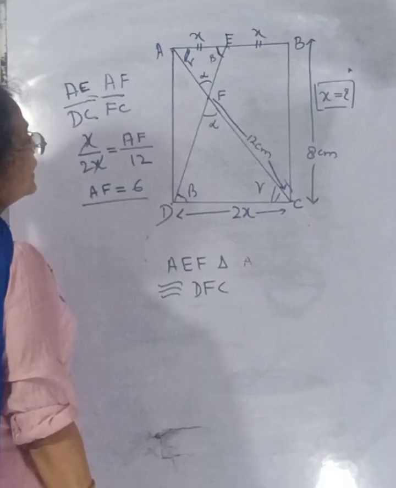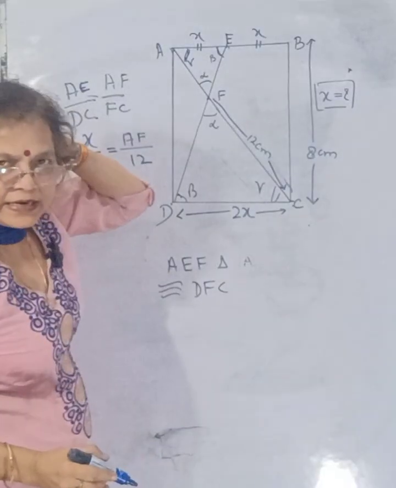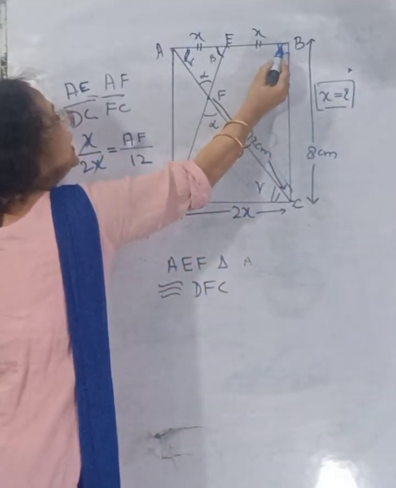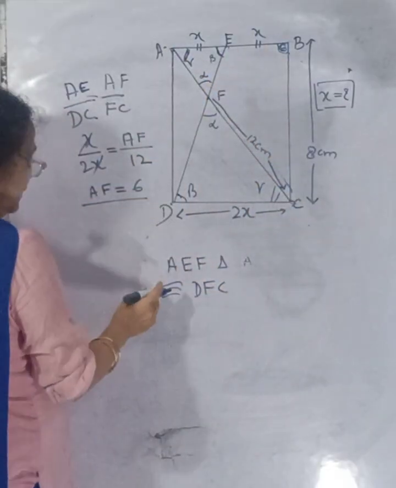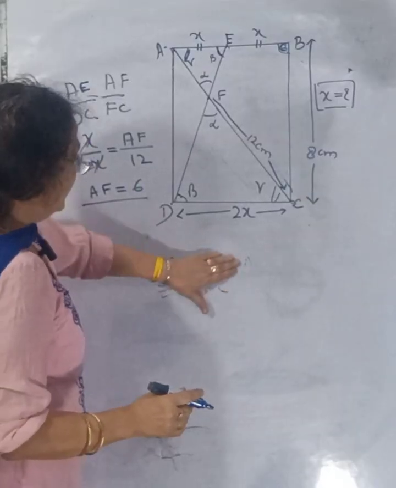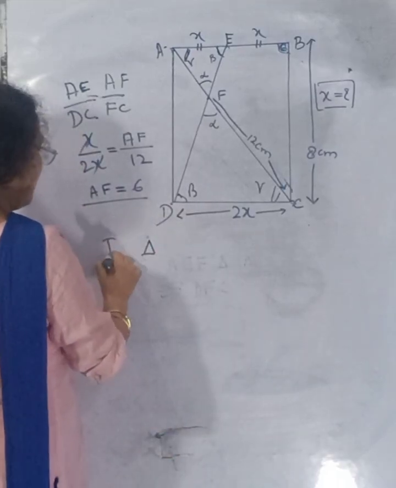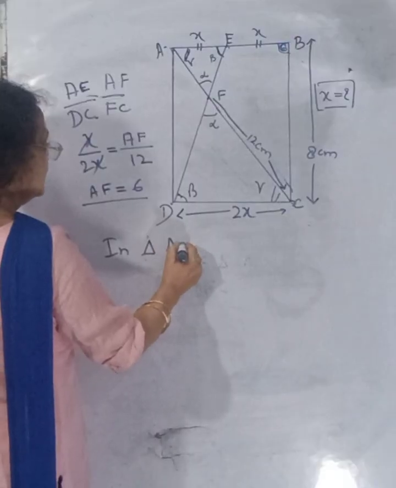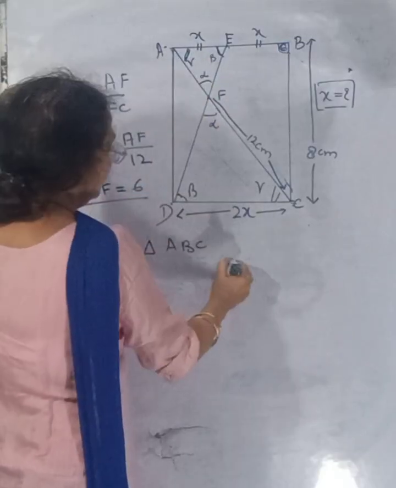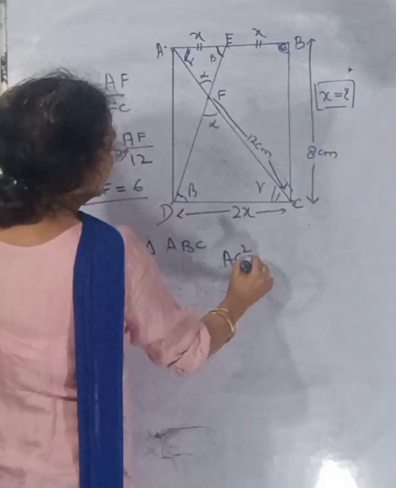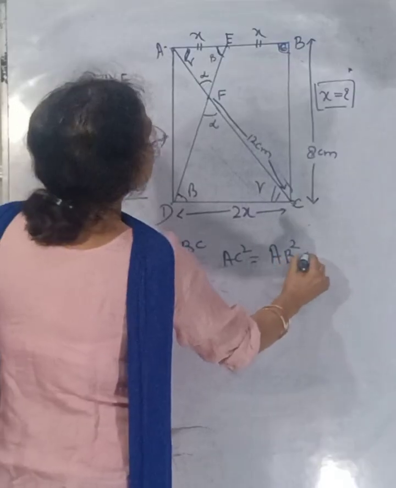Okay, now we'll take triangle ABC. This is a right-angled triangle with a 90-degree angle, so we can apply the Pythagoras theorem in triangle ABC. As per Pythagoras, AC, which is the diagonal of this right-angled triangle, AC square will be equal to AB square plus BC square.